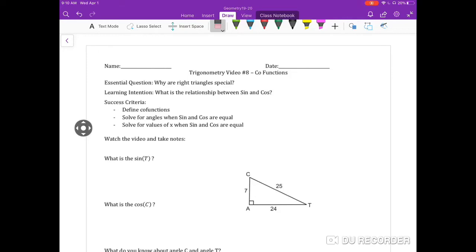Alright, the topic for video 8 is cofunctions. The only pair of cofunctions that we know of, or that we're going to talk about, is sine and cosine. And they have a specific type of relationship, and that's what we're going to go over in this video.